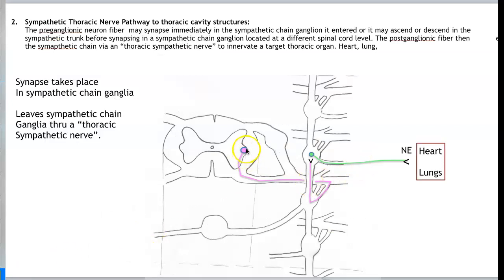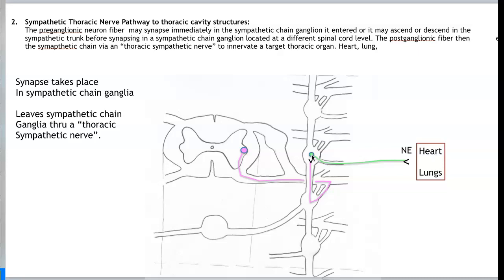So we are going to start in our lateral horn at levels T1 through L2. That preganglionic axon is going to go through the ventral root into the spinal nerve. It's going to enter the sympathetic chain ganglia through the white ramus right here, and it will go up. It's going to synapse with our postganglionic neuron. It's going to release acetylcholine.